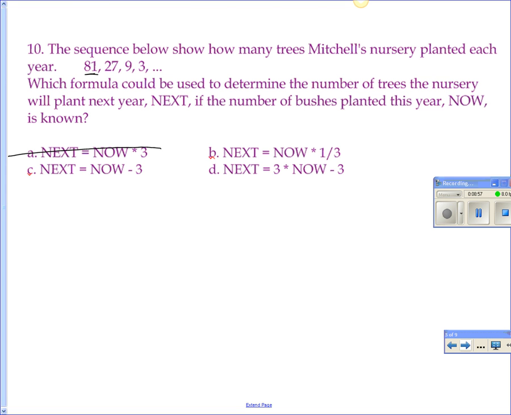Good. Multiplying by 1/3. So you start with 81. What's 81 times 1/3? 27. Now keep going. You got to do the next one too. What's 27 times 1/3? 9. And what's 9 times 1/3? 3. So do they all work? So that one is B. Okay.